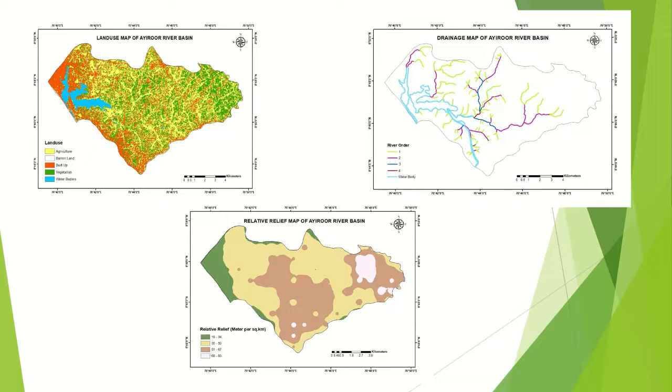Relative relief map of Airur River Basin. Here the lowest relief is 18 meter per square kilometer and highest is 83 meter per square kilometer. It is the actual variation of altitude in this unit area with respect to its local base level.